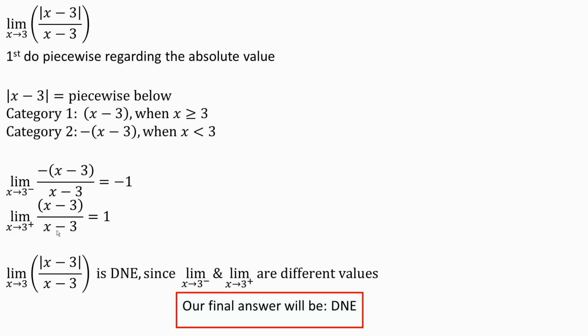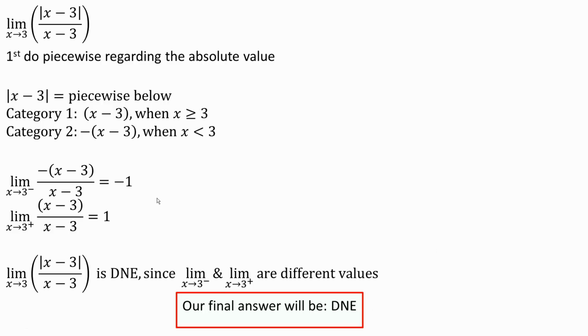And now we try the right hand side. With the right hand side, it's category 1, so I get x minus 3 divided by x minus 3, and so this becomes 1. And so if you note, the left hand and the right hand limits are not the same. And because they're not the same, it's DNE, it does not exist. And so that is our final answer.